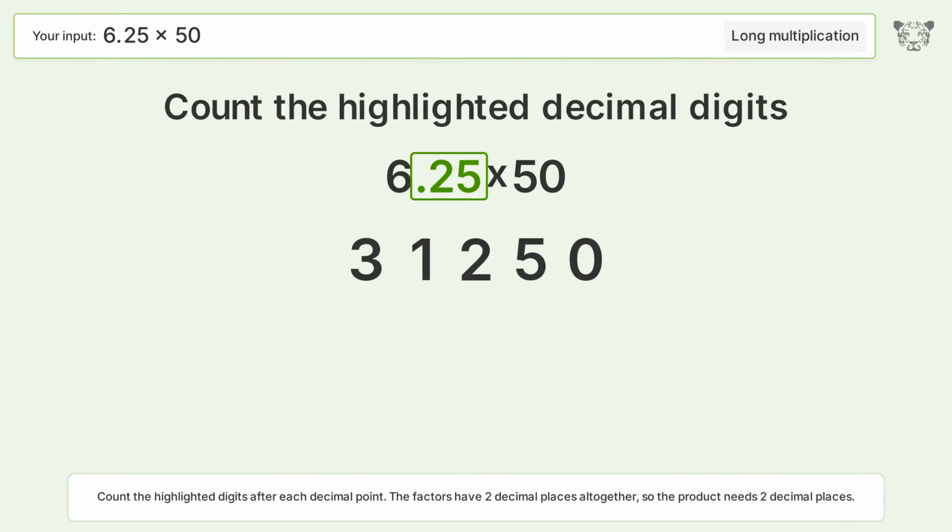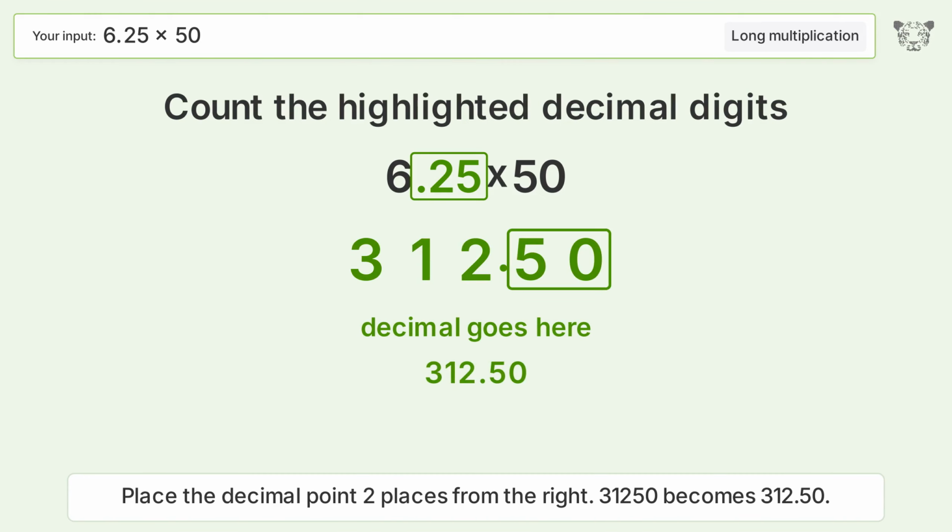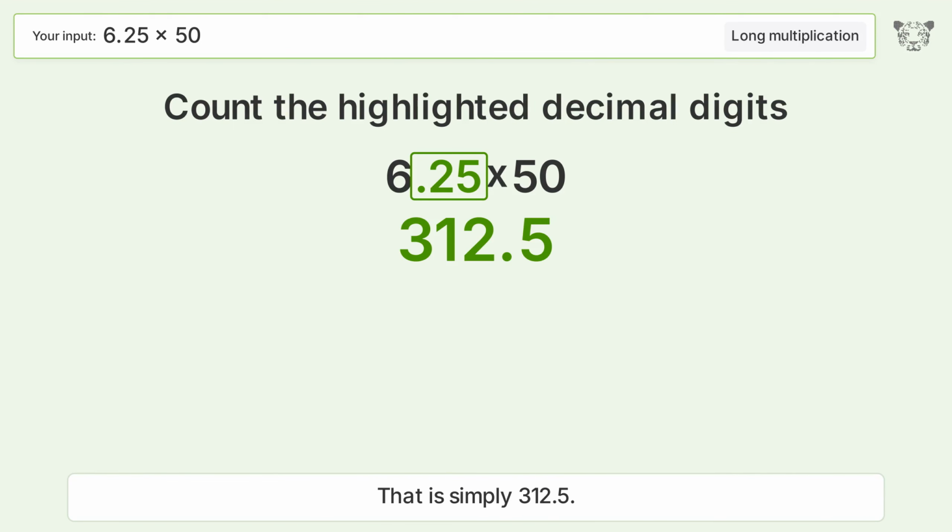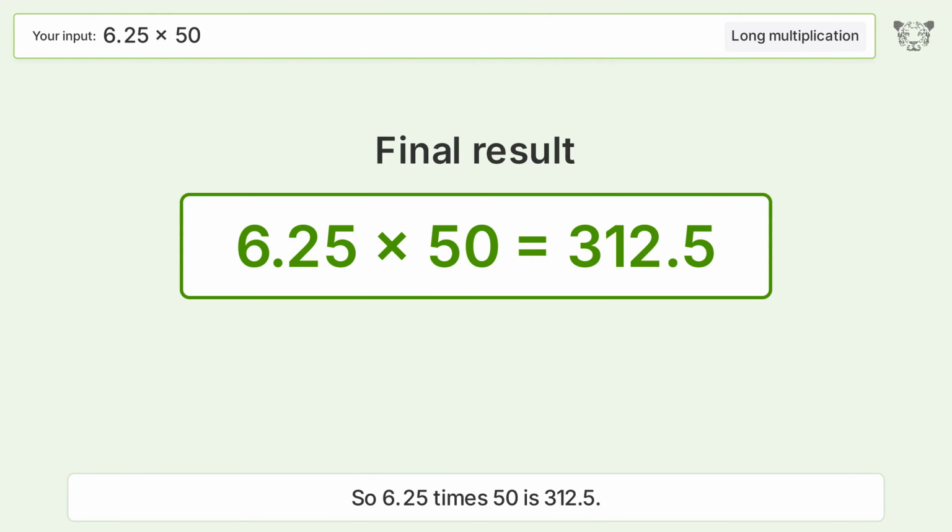Count the highlighted digits after each decimal point. The factors have 2 decimal places altogether, so the product needs 2 decimal places. Place the decimal point 2 places from the right. 31,250 becomes 312.50. That is simply 312.5. So 6.25 times 50 is 312.5.